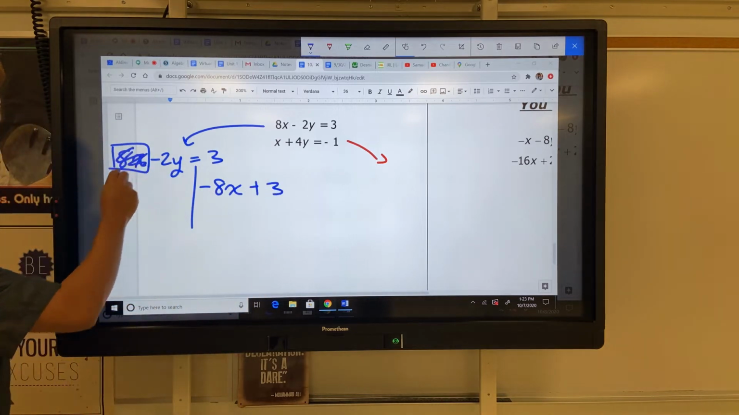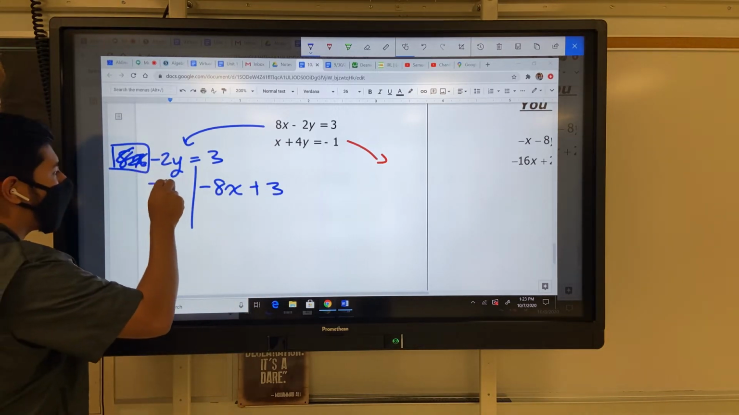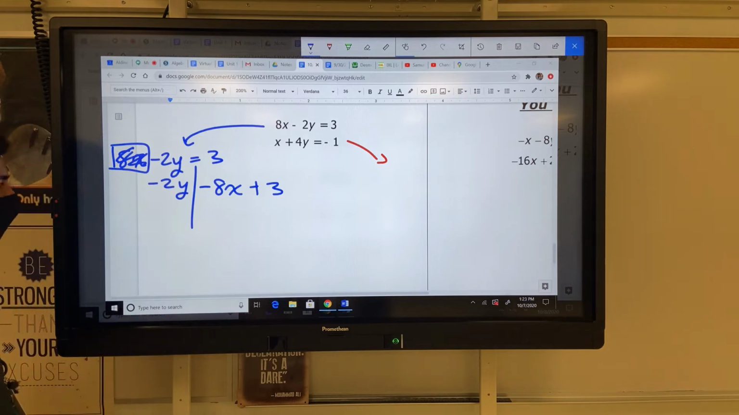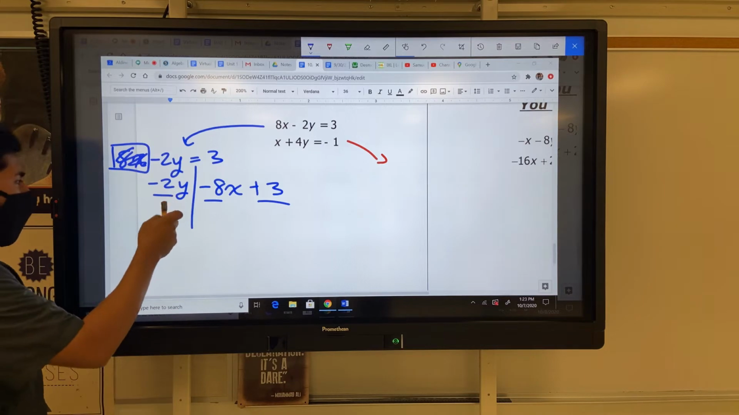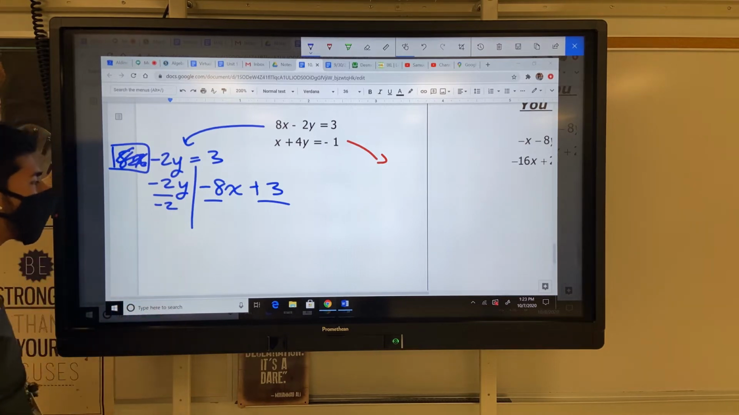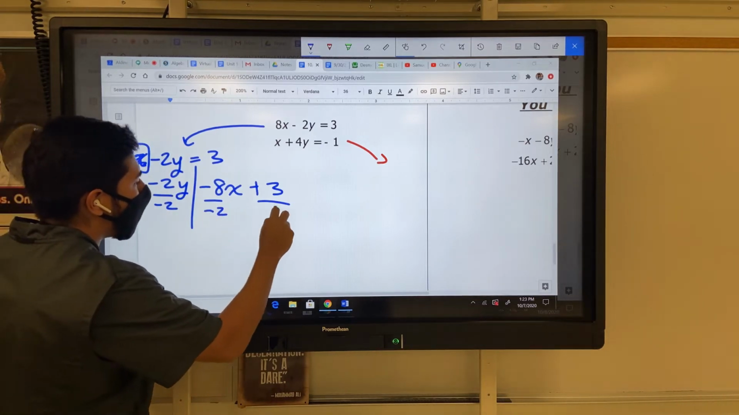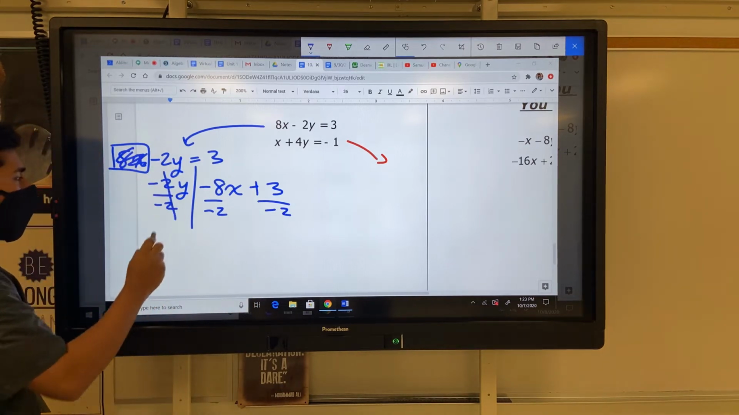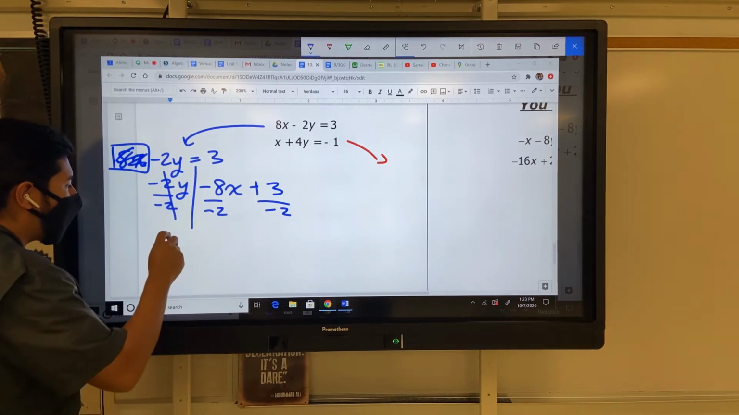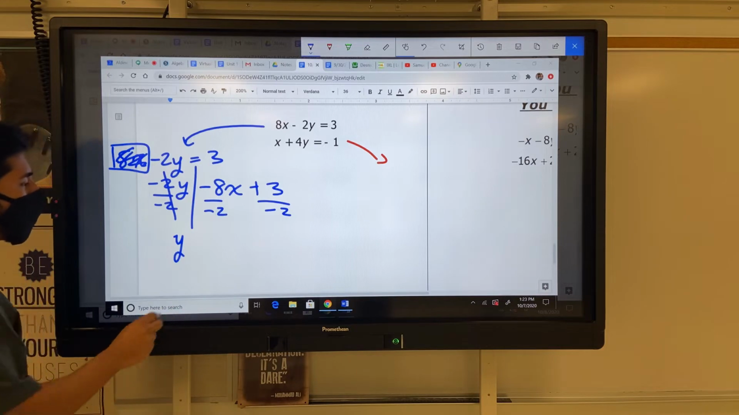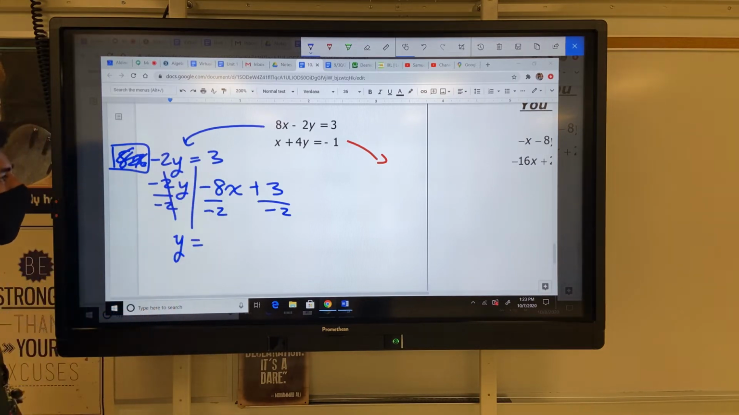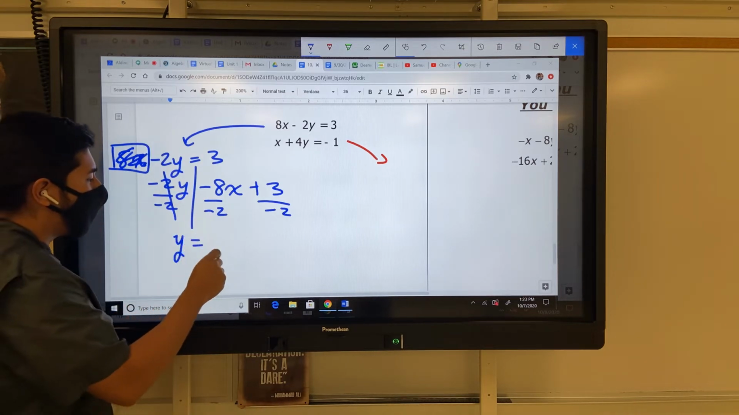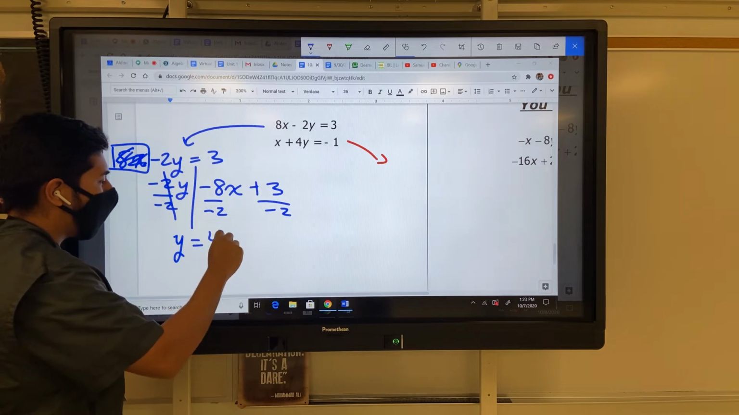We don't need this 8 anymore. Bring down that negative 2y. And then we divide. Divide by what number? The number in front of the y, which is negative 2. Negative 2 divided by negative 2 cancels because it gives me 1. Y equals. Do this in the calculator. This does reduce, so you must put it in the calculator. Negative 8 divided by negative 2 gives me a positive 4x.